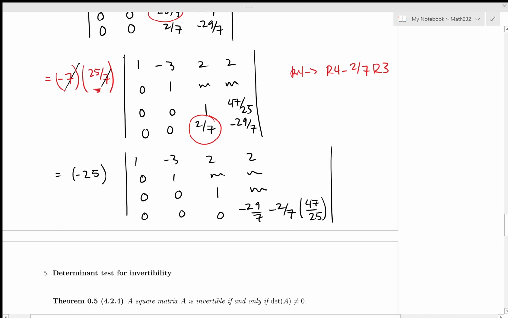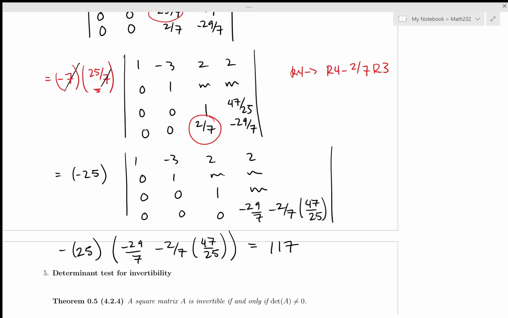It's upper triangular, so the determinant is simply the product of the elements on that main diagonal, three of which are 1. And so I'm going to now simply make that multiplication: minus 25 times minus 29 over 7 minus 2/7 times 47 over 25. And miraculously, folks, I think you should stop the video and start clapping. That comes out to 117, which is the same answer as we got before.